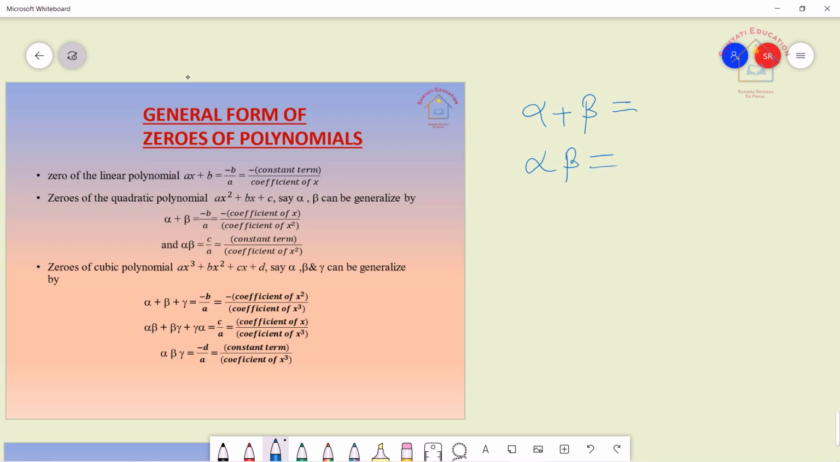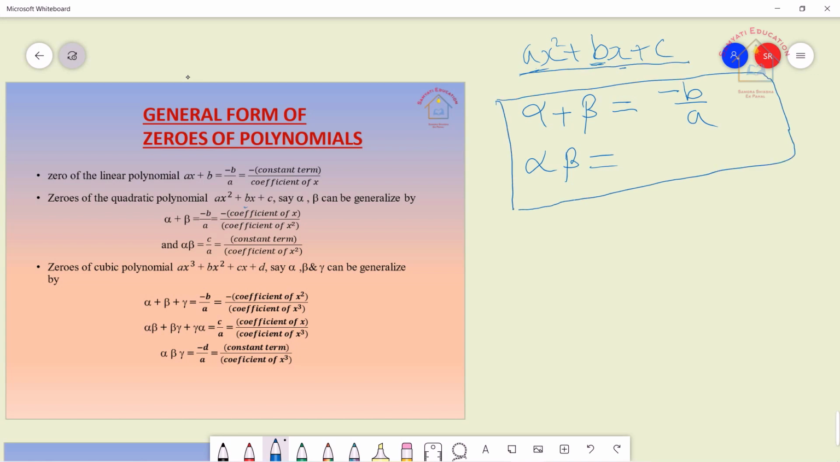As you can see in this slide, the zeros of the quadratic polynomial, alpha and beta, can be generalized by alpha plus beta is equal to minus b by a, that is minus the coefficient of x upon the coefficient of x square. What is b? It is the coefficient of x. And what is a? The coefficient of x square. So if we know the polynomial, we can easily find this. Alpha beta is c by a, where c is the constant term and a is the coefficient of x square.